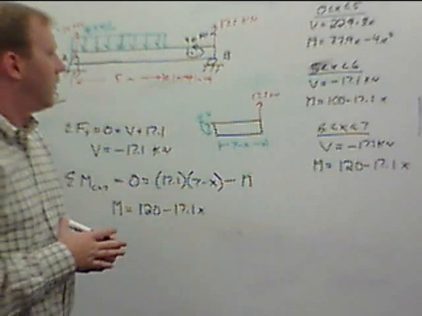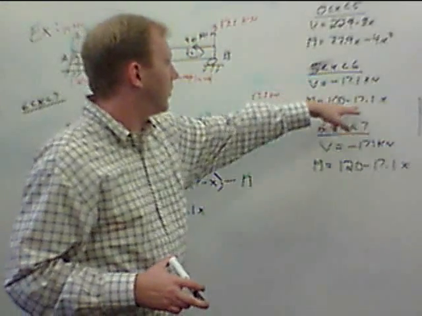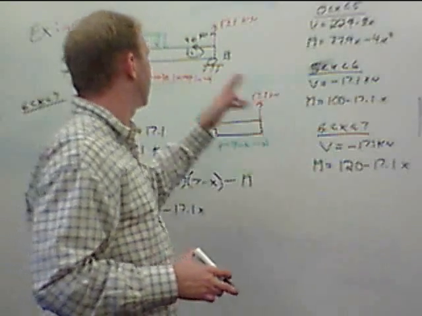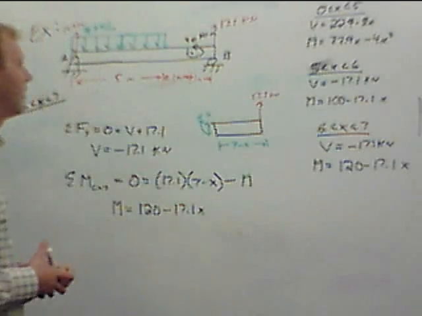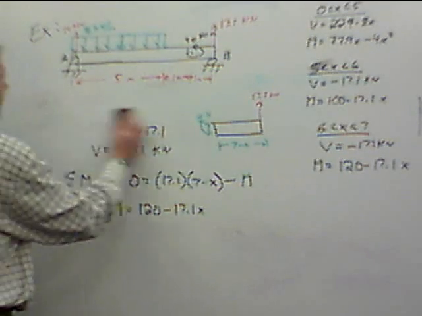Okay, again, if you look at our moment expressions as we go through this section, we have 100 minus this, 120 minus this. Again, we've seen an increase of 20, which makes sense because we've just jumped up by an applied moment of 20 kilonewton meters. So at this point, all that's left is to draw the diagrams.